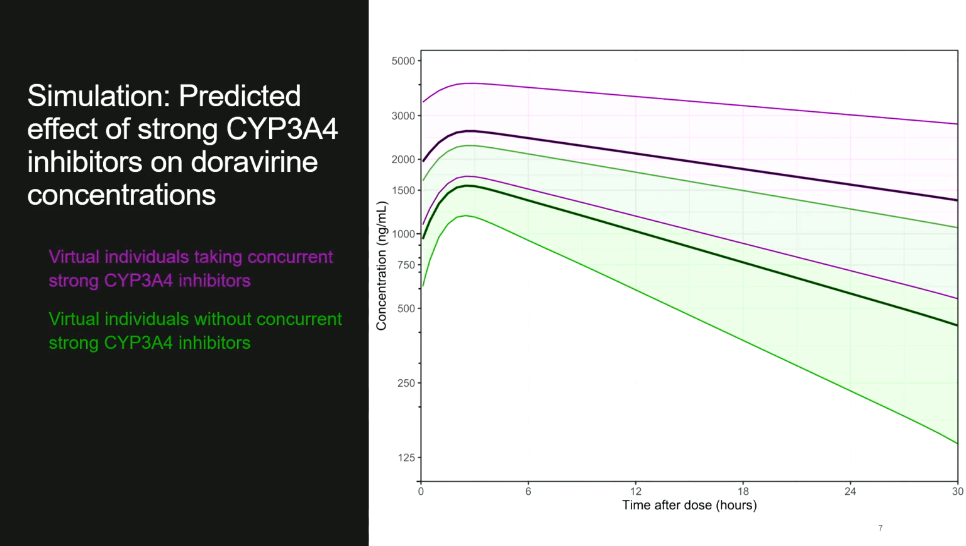And for safety, safety studies have shown that an increase of 3 to 6 times the area under the curve from 0 to 24 hours, sorry, was safe, and that no adverse effect appeared at these exposures. And here we had only 2 times doravirine exposure in patients taking concurrent strong CYP3A4 inhibitors with doravirine. So we were as well within safety margins.